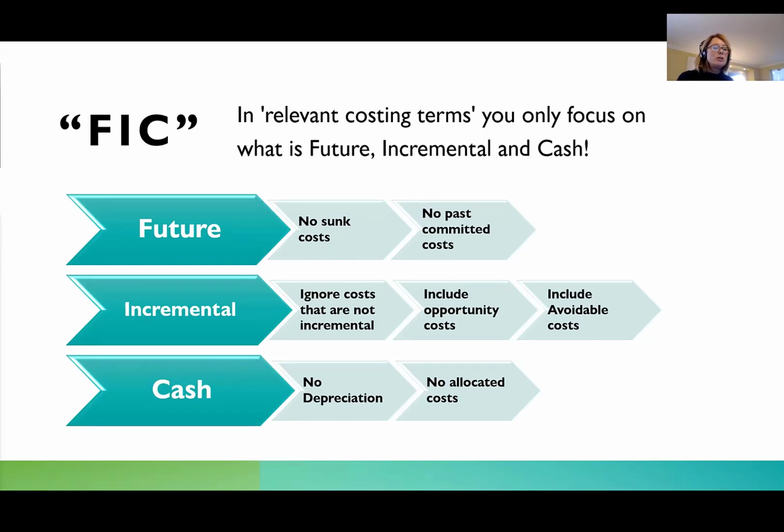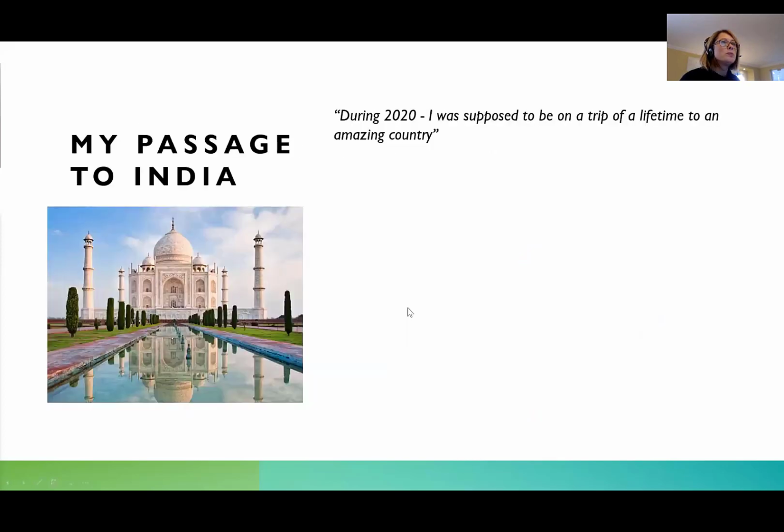And also we don't include any allocated costs. So if the head office wants to allocate some overheads to you, those overheads are already being paid for. They are not incremental to the decision and they're also not cash. So you ignore those.